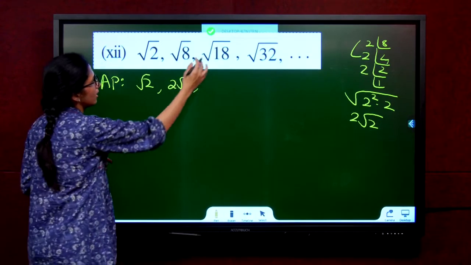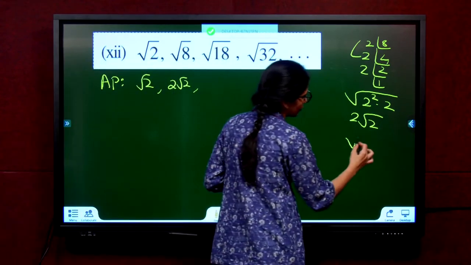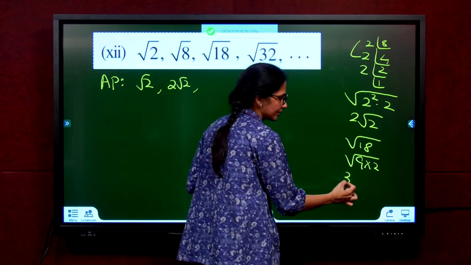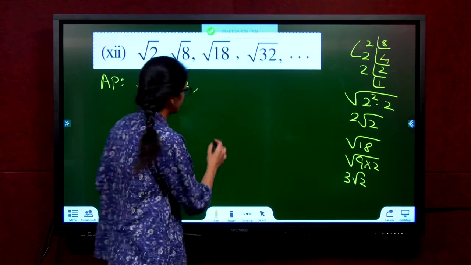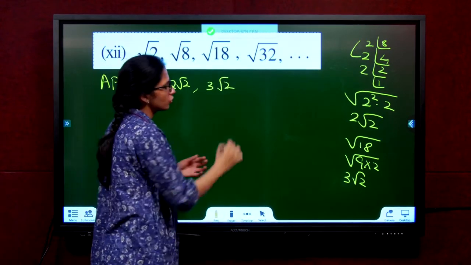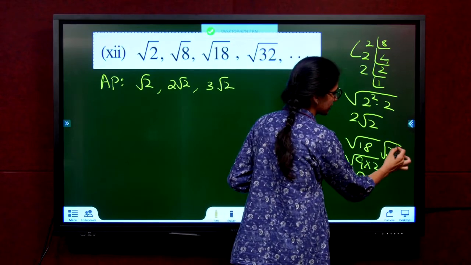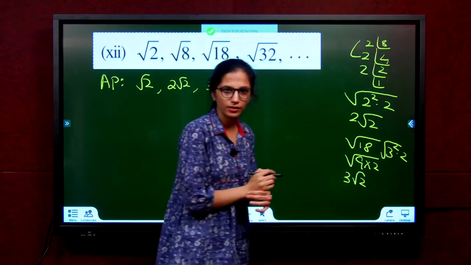Be careful. Take 18, root 18. You can write it as root 9 into 2. Root 9 is 3. 3 root 2. Yes. You can also do prime factorization for this, no problem. If you do prime factorization, you'll get 3 square into 2. Same answer, 3 root 2.